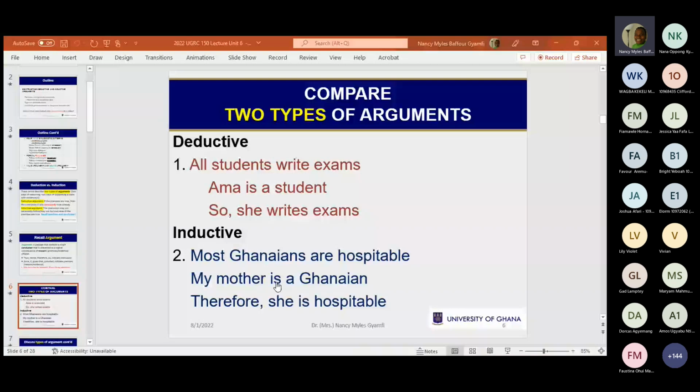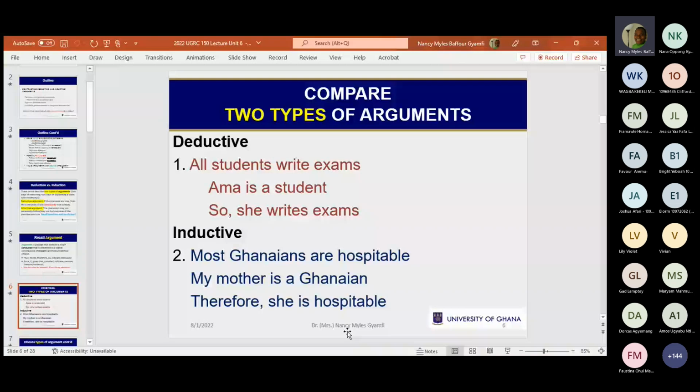An example of a modus ponens valid argument. Okay. All lecturers have done so and so and so. Nancy is a lecturer, therefore she has done so and so and so. That's valid. Modus ponens.